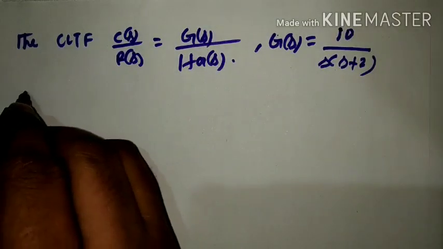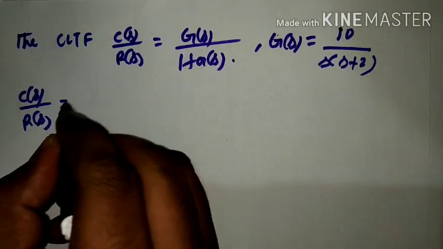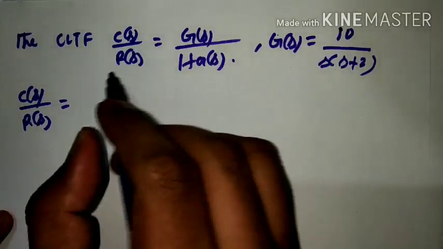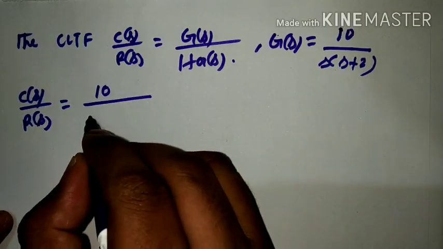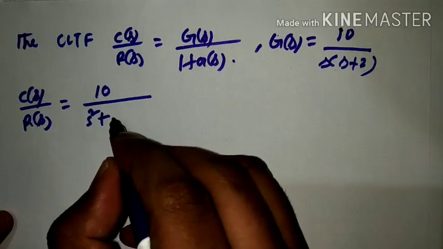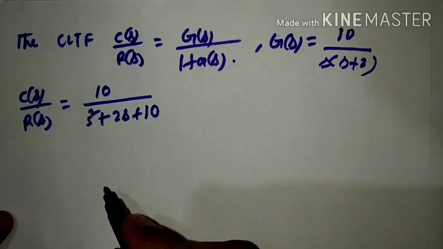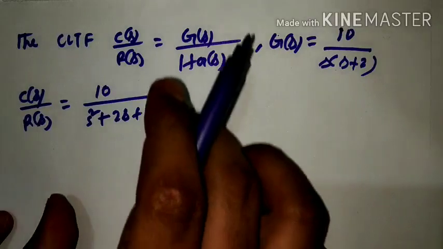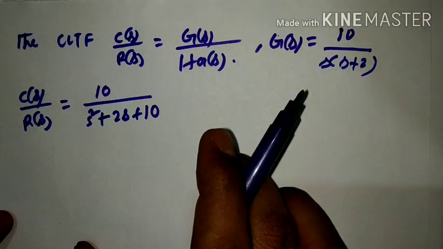So what do you get? C of S by R of S is equal to, after substituting, you will get 10 by S square plus 2S plus 10. Okay, now compare this equation with the standard second order system.